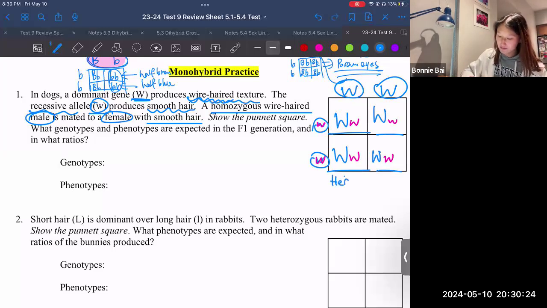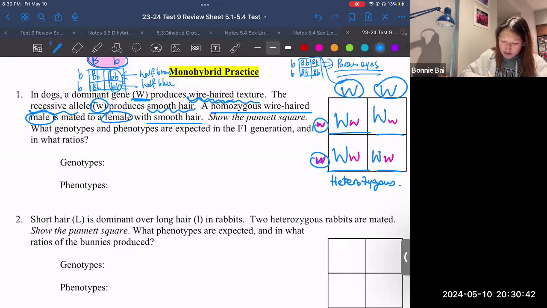I'm gonna write heterozygous. And what happens when you're heterozygous? You show the dominant trait. And the dominant trait in this case is wire-haired texture. So the genotype is what you see directly in the Punnett square. So big W, little w.